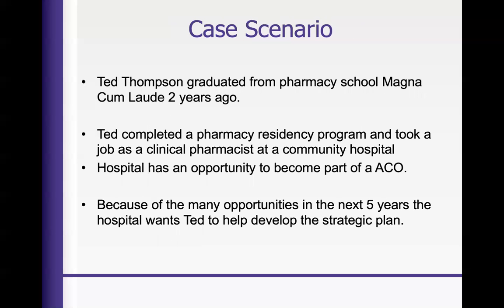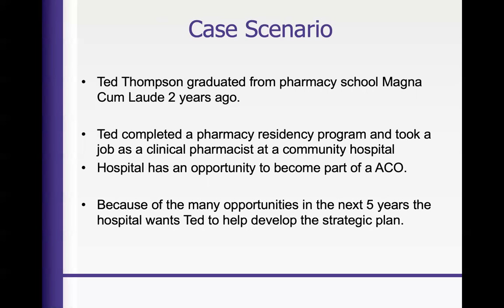So Chapter 4 has a case, and we're going to come back to this case a little bit later, but I'm just going to introduce it. We have Ted Thompson, who graduated from pharmacy at the top of his class 2 years ago. Ted then went on to complete a pharmacy residency program, and he took a job as a clinical pharmacist at a community hospital. And this hospital has an opportunity to become part of an ACO, an accountable care organization.